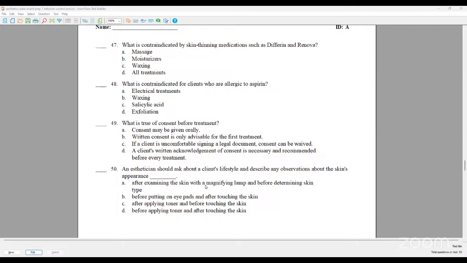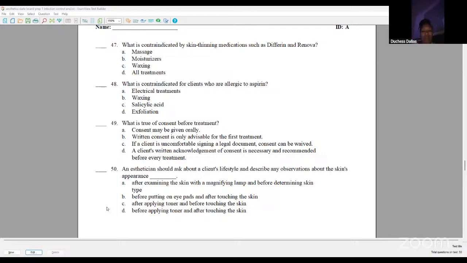You're going to ask about a client's lifestyle and describe any observations about the skin's appearance. Now, before applying a toner is just something quick that you'll put over the skin, like removing makeup, so you can really see what's going on with the skin. Then you will start touching the skin, asking questions, things like that. A? 50 is actually going to be D.